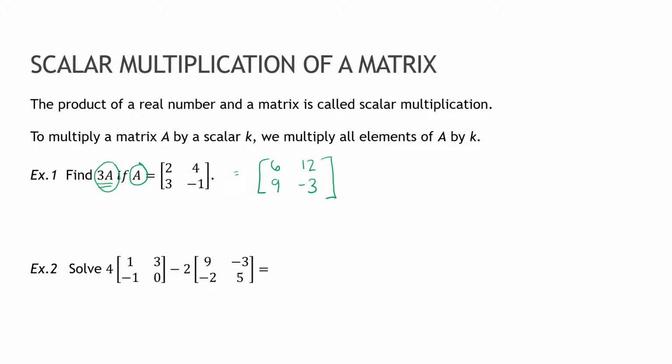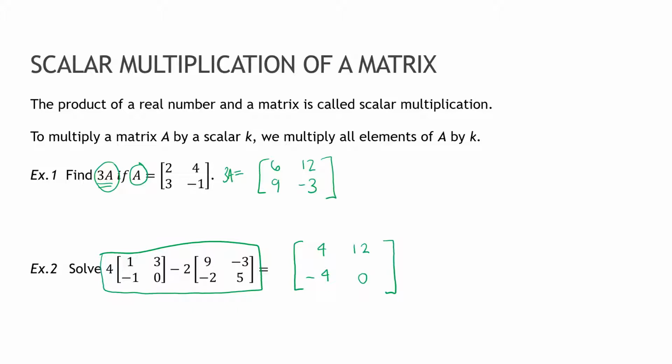So 3A is equal to that new matrix. Quite often they'll have me do some linear combinations of that. So notice here they're asking me to take 4 times something and negative 2 times something, and then find basically the sum of those two things. So the first matrix says take 4 times everything. So now that's 4, 12, negative 4, 0.